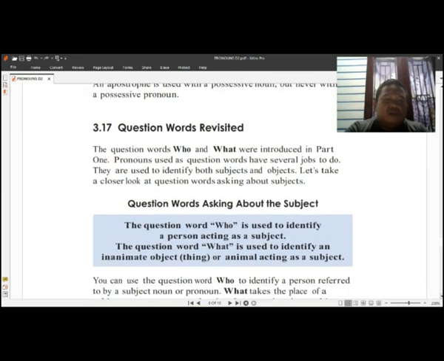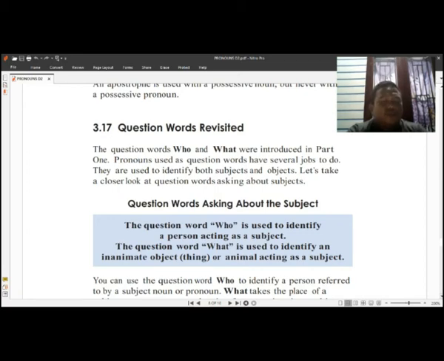The question words who and what were introduced in part 1. Yes, we have discussed this. Pronouns used as question words have several jobs to do. They are used to identify both subjects and objects. Let's take a closer look at question words asking about the subject. The question word who is used to identify a person acting as a subject. The question word what is used to identify an inanimate object or thing or animal acting as a subject.